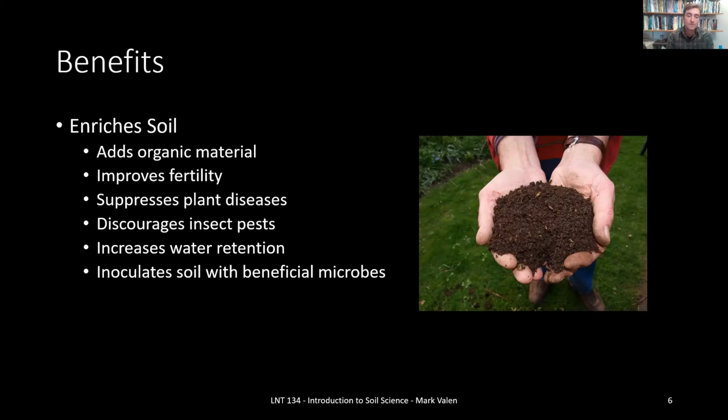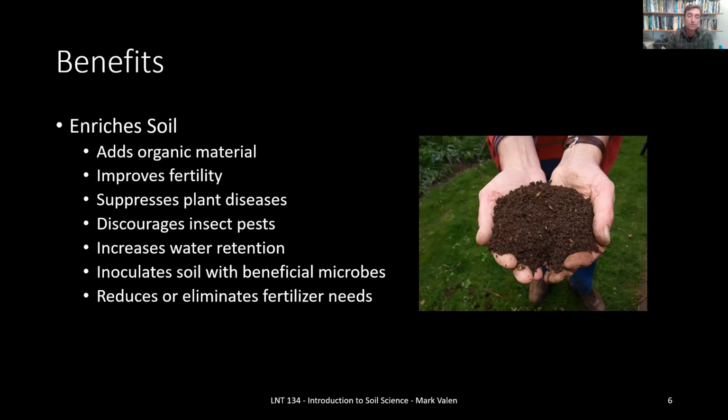It inoculates the soil with beneficial microbes that will continue to go through their processes in the landscape. And so decomposition will happen naturally over time, and you'll have a rich diversity of microorganisms. And those microorganisms are part of the process that unlocks the minerals and makes them available to your plants.